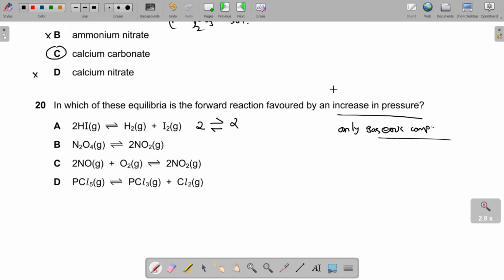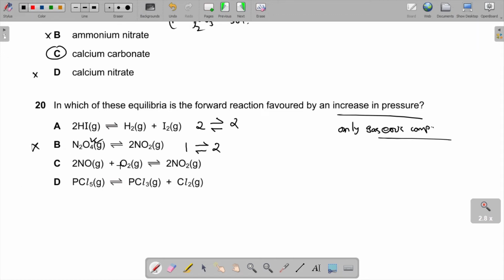So if you increase the pressure, no change will occur because both the left and right hand side have the same amount of pressure. Increasing the pressure will favor the side that decreases the overall pressure. So let's take a look at this side. We've got 1 particle by 2 particles. If we now increase the pressure, it's going to favor the side with fewer particles. It's going to prefer the left-hand side. So the answer is not going to be B.